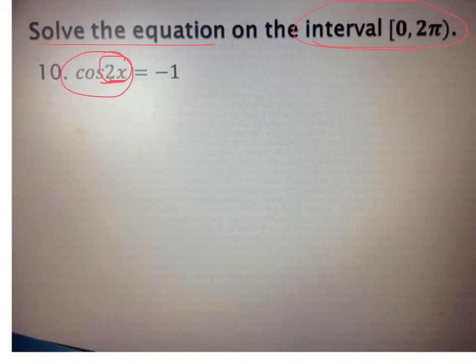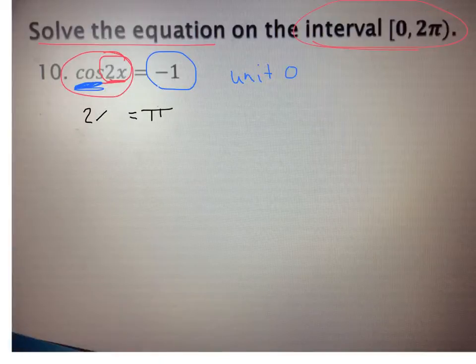So really we're going to begin just by looking where does my first coordinate on my unit circle equal -1. So look at your unit circle and look for that first coordinate equal to -1. And what you find is pi. And so we're going to take that angle 2x and say that that is equal to pi.